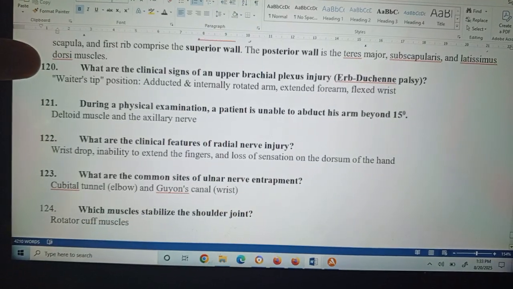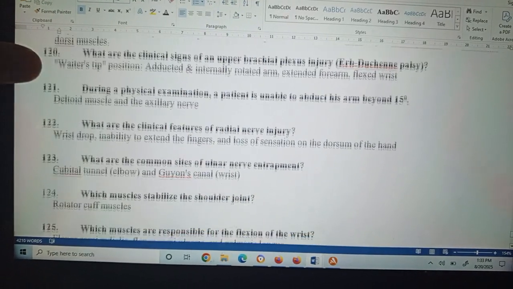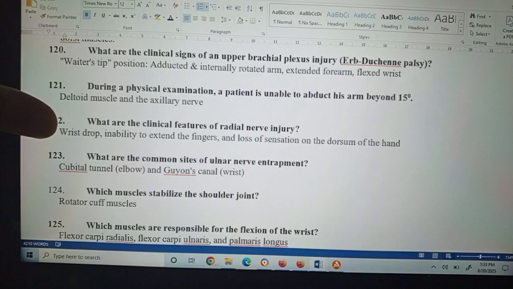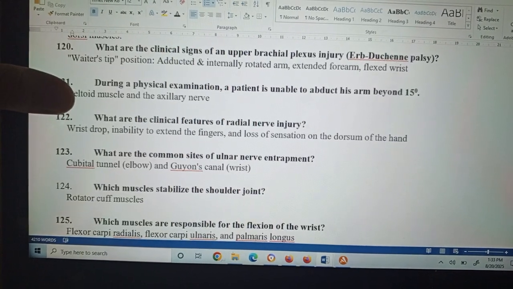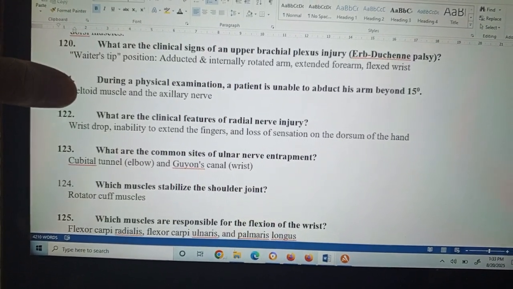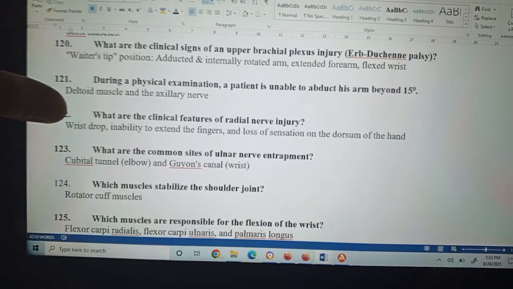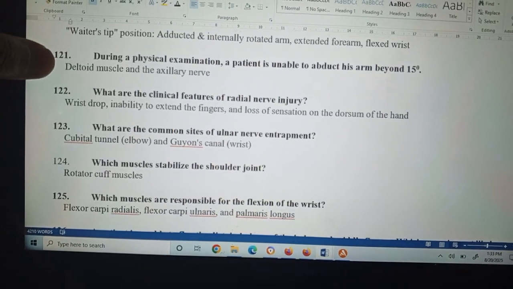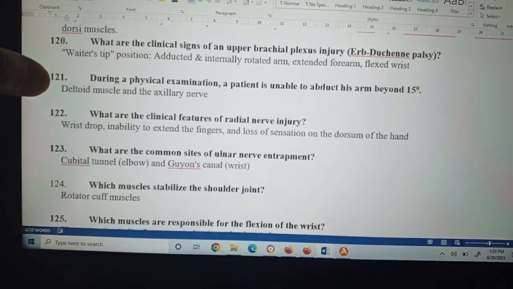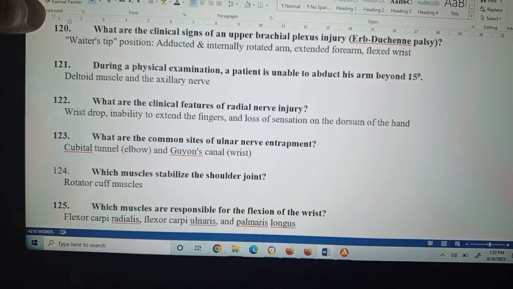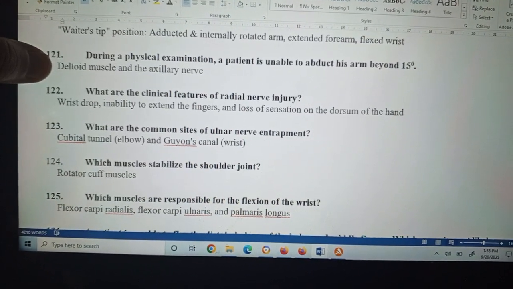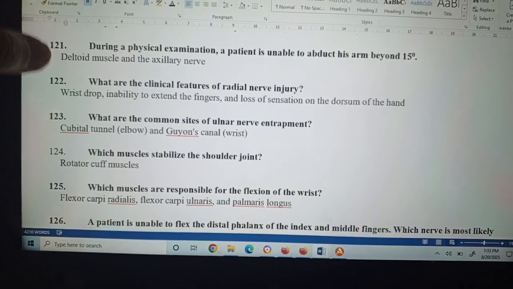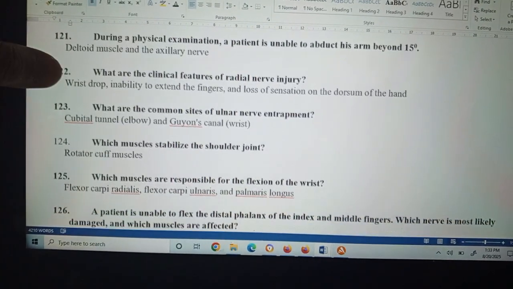What are the clinical signs of an upper trunk brachial plexus injury? Erb's palsy, waiter's tip position: adducted and internally rotated arm, extended forearm and flexed wrist, like a waiter asking for a tip in a hidden manner. During a physical examination, a patient is unable to abduct his arm beyond 15 degrees. It means that the deltoid and axillary nerve are damaged.